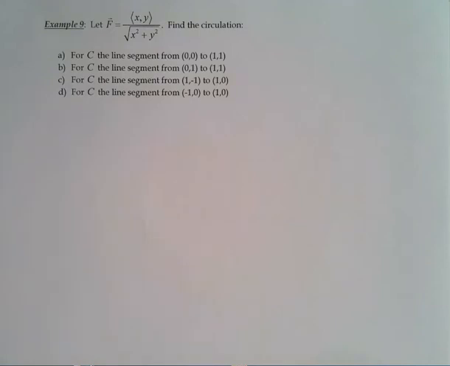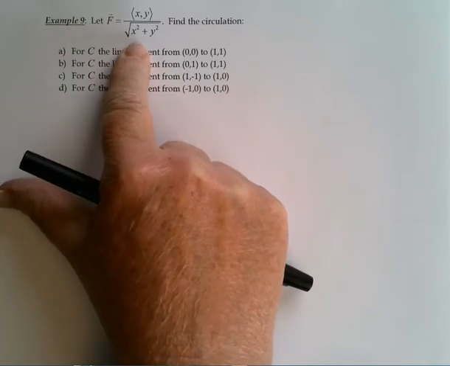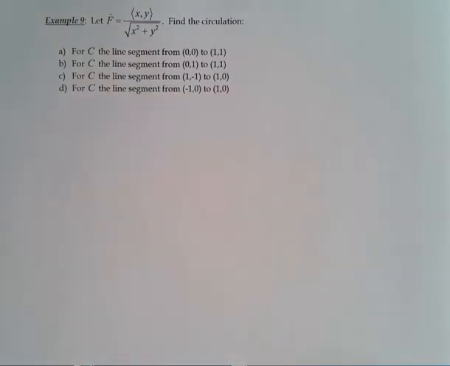This is section 14.2, part E, and we're looking at example 9. I'm actually going to go at this example a little bit backward. We're going to look at a picture of this vector field, and we're going to predict for each of these paths whether we think the circulation ought to be positive, negative, or zero. And then we'll come back and actually do the calculations and see if we're right.